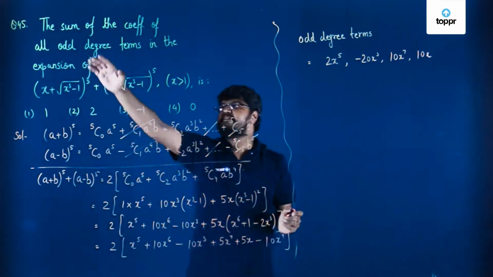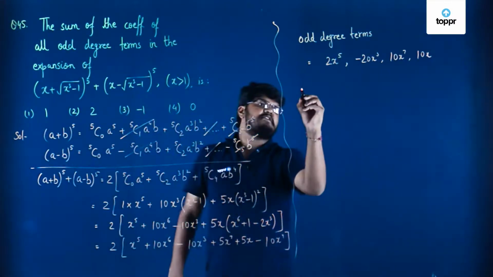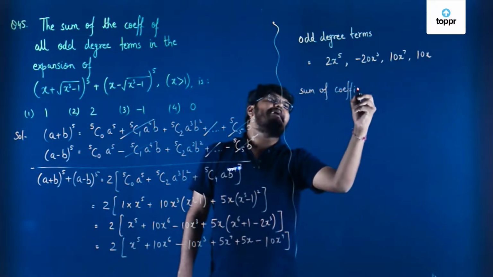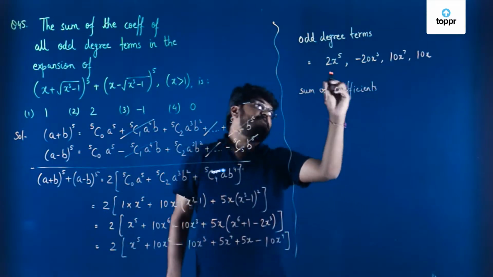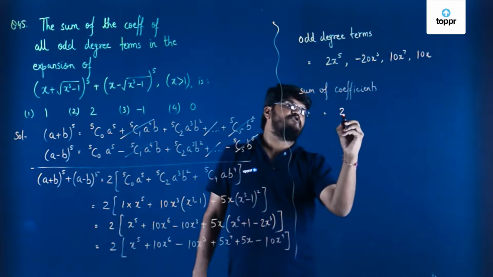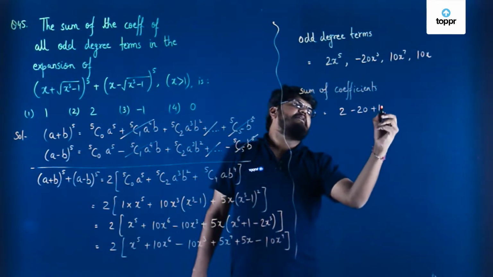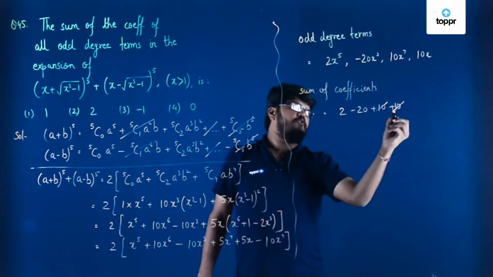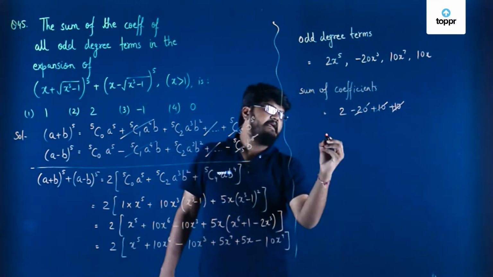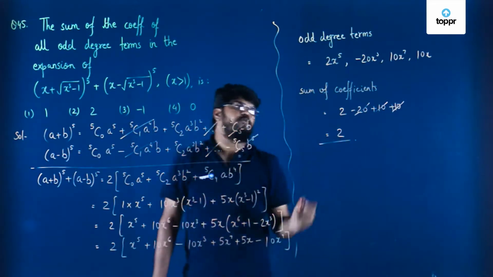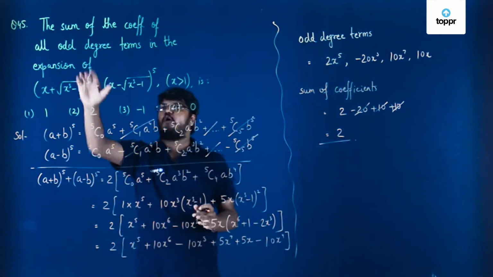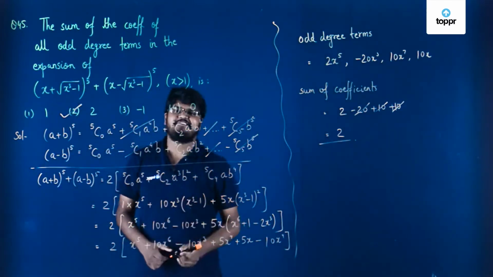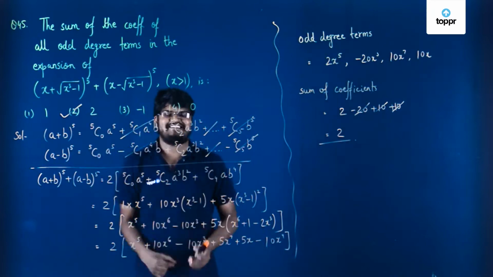So now we have to find the sum of the coefficients. So the sum of these coefficients for all odd degree terms, guys. I'll just add all of them. So 2 − 20 + 10 + 10. I can see that 10 plus 10 is 20, so both of them together will cancel out this 20 and we'll get the answer as 2. So the sum of coefficients of all odd degree terms is actually 2. I hope you guys have got it right. Option 2, that is 2, is the correct answer.